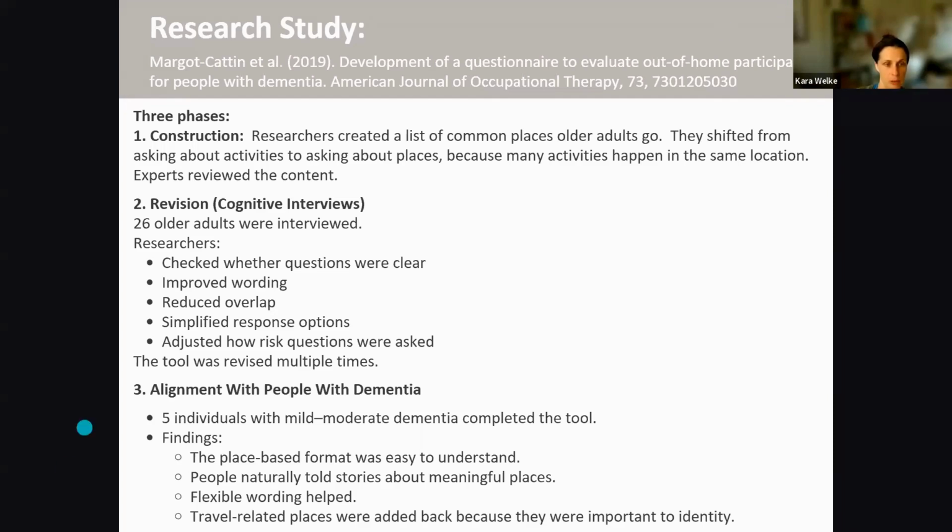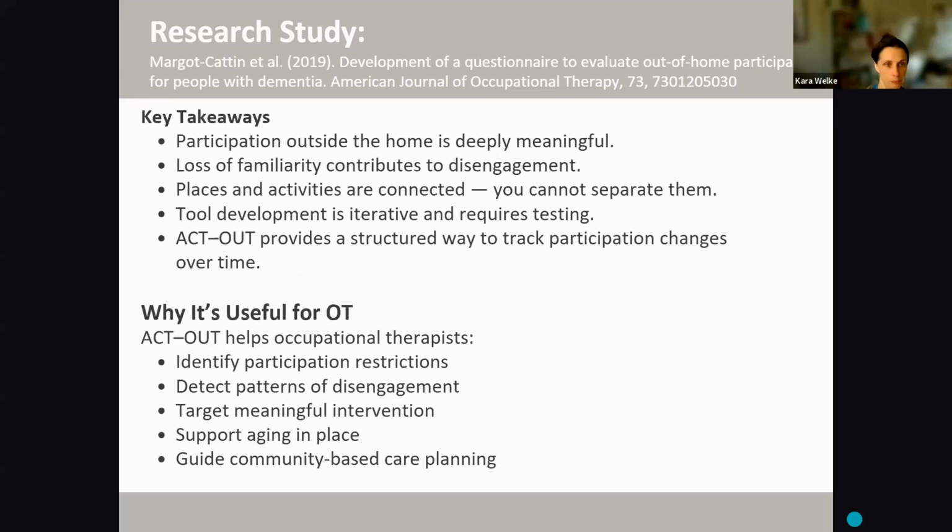And what they found out was that the place-based format was easy to understand. People naturally told stories about meaningful places. Flexible wording helped, and travel-related places were added back because they were important to identify. And some key takeaways: they found that participation outside the home is deeply meaningful.